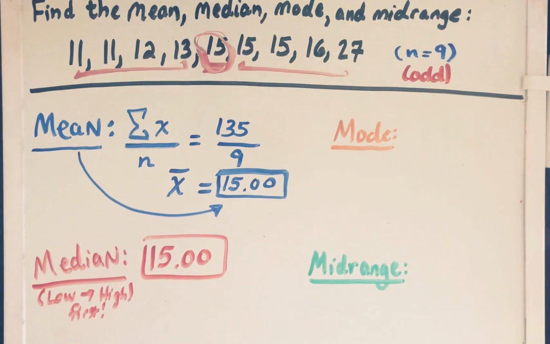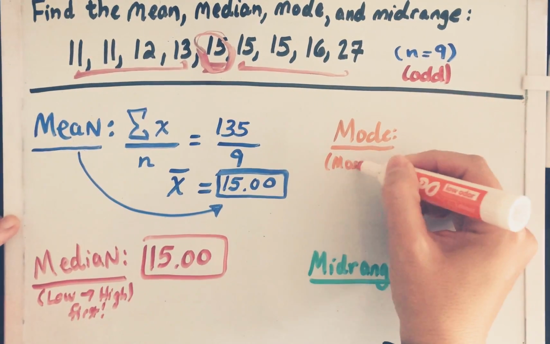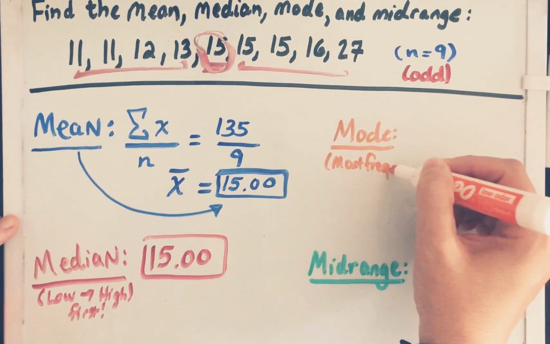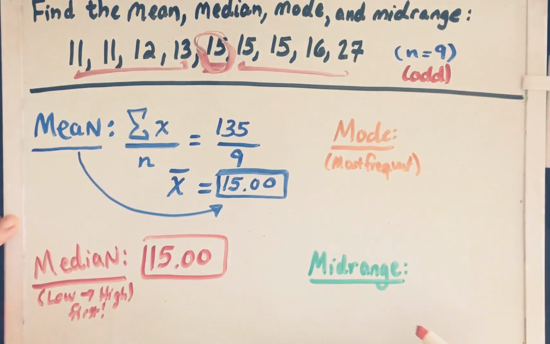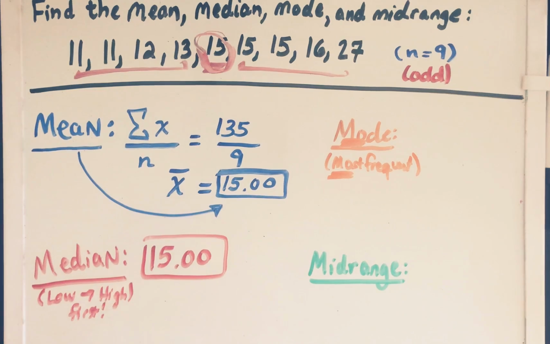Let's talk about the mode here. The mode is a little bit different than the rest. There's no big formula here, but what we do need to notice is it's the most frequent, the most frequent or most popular data value. So a lot of people remember that with the MO, most, okay?